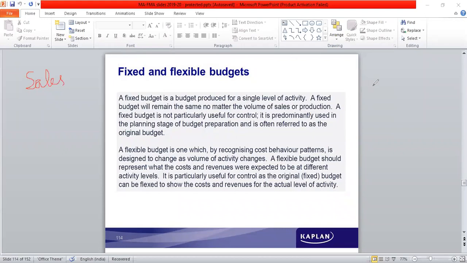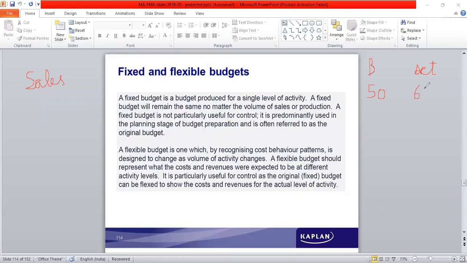Let's say they have anticipated that the sales level would take place at 50,000 units. So this is the plan, the budget. But maybe certain things have taken place during that period, and then suddenly their demand has increased. The actual activity took place at 60,000 units level.